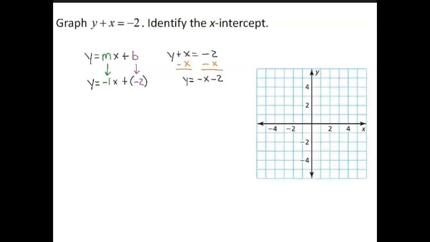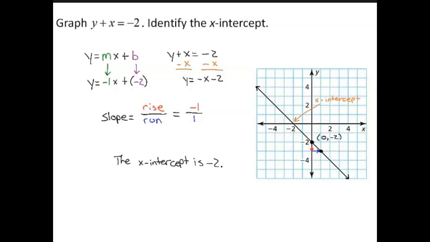The y-intercept is -2, so plot 0, -2. Now you want to use the slope to find another point on the line. Slope equals rise over run. So because m equals -1, and -1 can be rewritten as -1 divided by 1, you want to plot a point that is 1 unit down and 1 unit right from 0, -2. Draw a line through the 2 points. The line crosses the x-axis at -2, 0, so the x-intercept is -2.